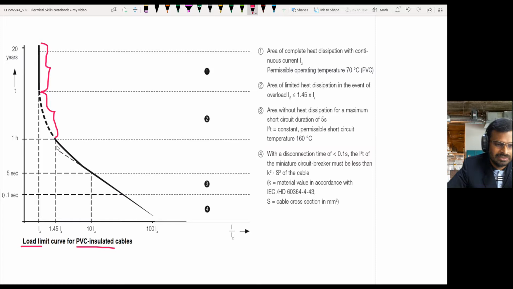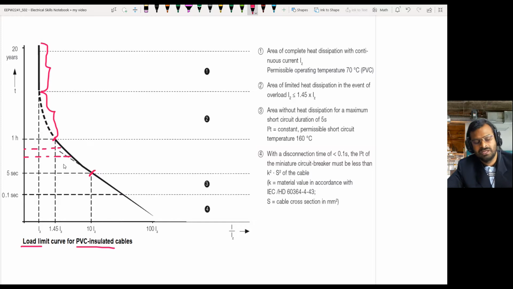When it goes beyond this limit, 1.45 times Iz or more, the cable life becomes much shorter. You can see here, from 1.45 it goes up to 10 Iz. When it reaches 10 Iz, the MCB must trip within 5 seconds. You can plot any one particular region, with some amount of time here and certain time there. So the MCB tripping times will be different with respect to the amount of current, to protect the cable.